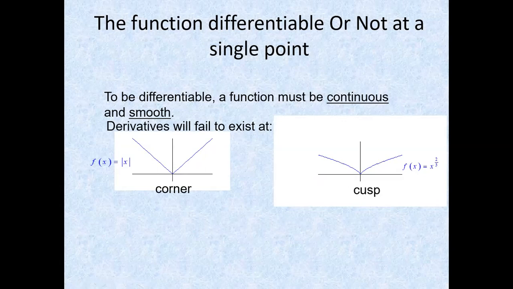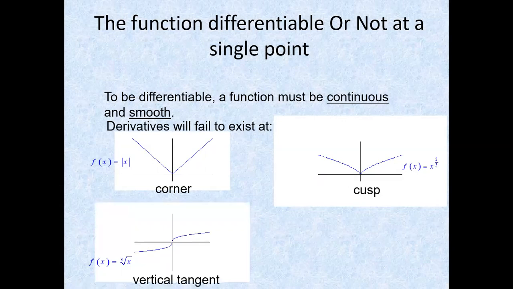2/3, and vertical tangents is given by a function f of x equals third root of x.